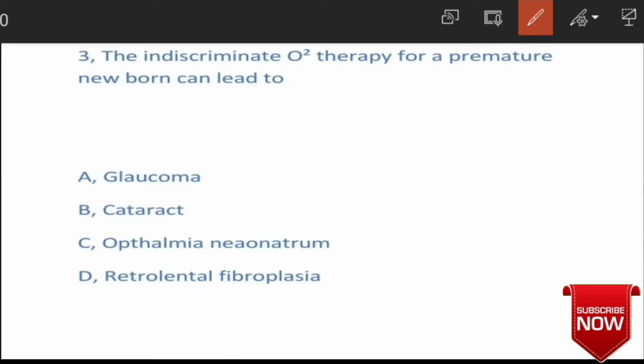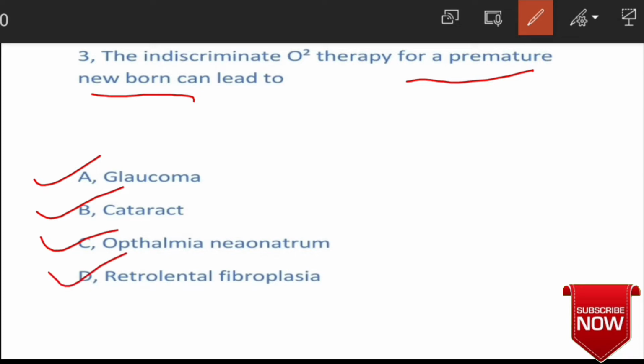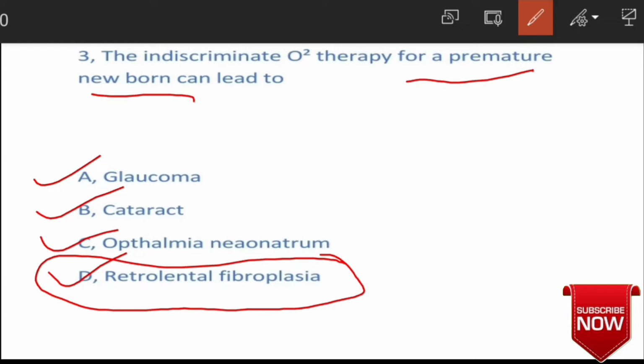Next question: the indiscriminate oxygen therapy for a premature newborn can lead to option A, glaucoma; option B, cataract; option C, ophthalmic neonatal; option D, retrolental fibroplasia. The correct answer is option D, retrolental fibroplasia.